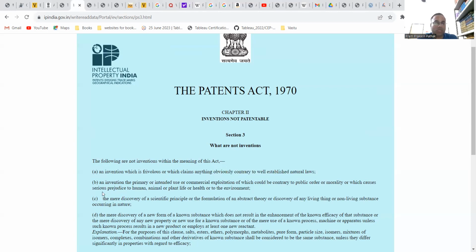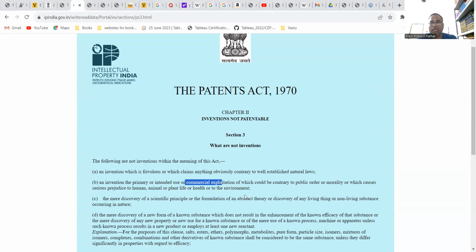So under section 3A, now section 3B. It says an invention, the primary or intended use or the commercial exploitation of which could be contrary to public order, morality, or which causes serious prejudice to human, animal, plant life or health, or to the environment. So these things are not patentable under section 3B.